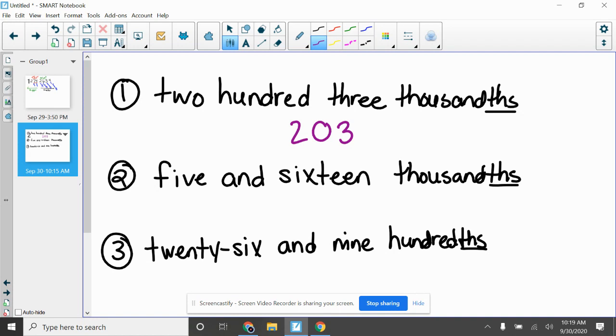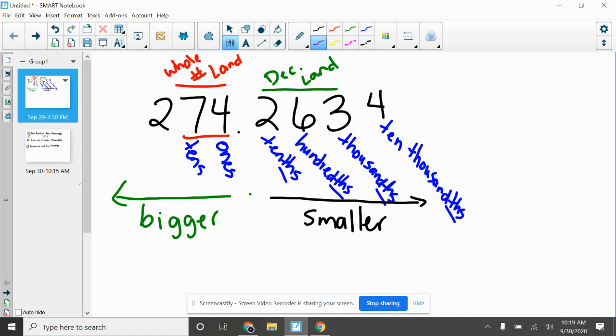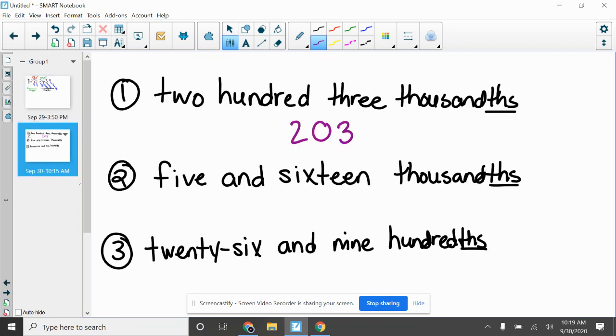So if we jump back to this first page, the thousandths place is how many spots away from the decimal? Lily, how many spots away is the thousandths place? 3 spots. So now, jumping back to this question, 3 needs to be in the thousandths place. So where's my decimal going to go? In front of the 2. So number 1, as a number, looks like decimal 203.